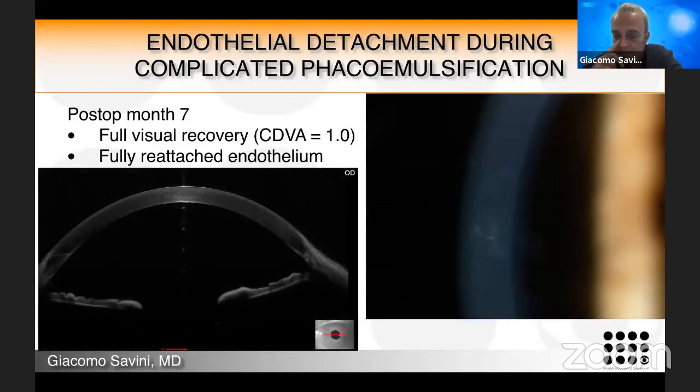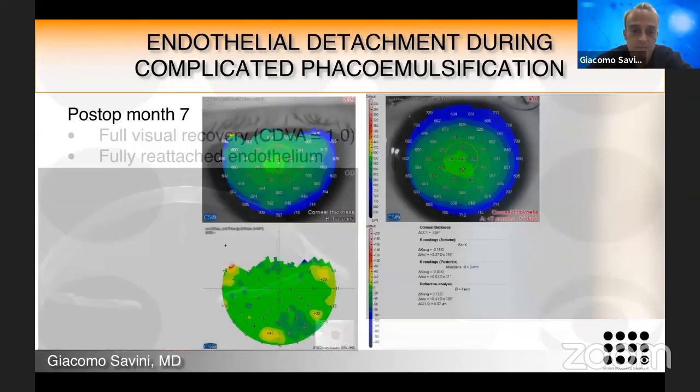And at the last control, 6-7 months after surgery, both at the slit lamp on the right and at the OCT on the left, you can see that the cornea is almost normal and the patient is no more complaining. So with any Scheimpflug camera, this level of quality in the corneal images would be impossible.